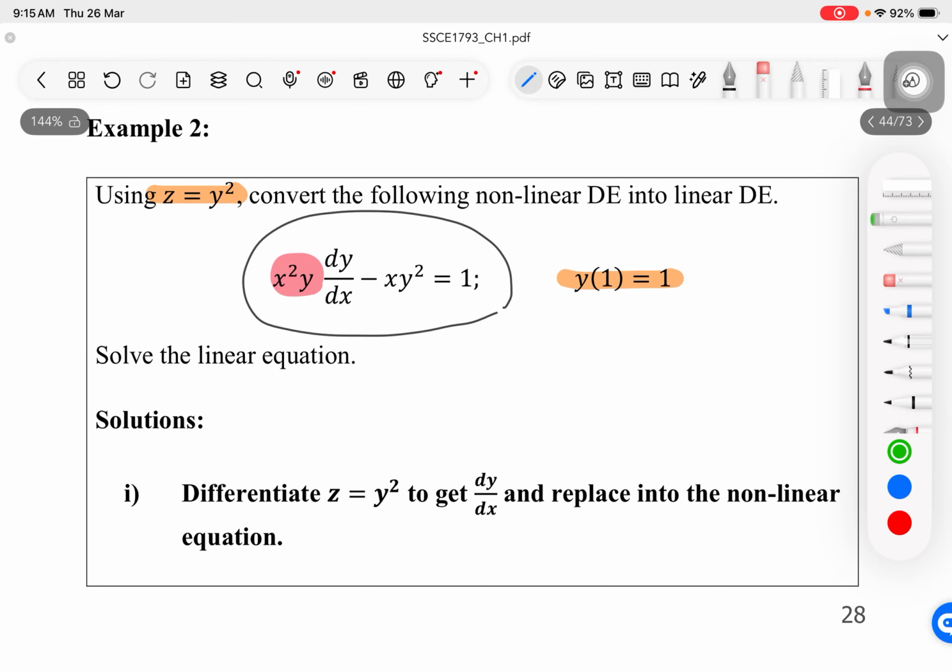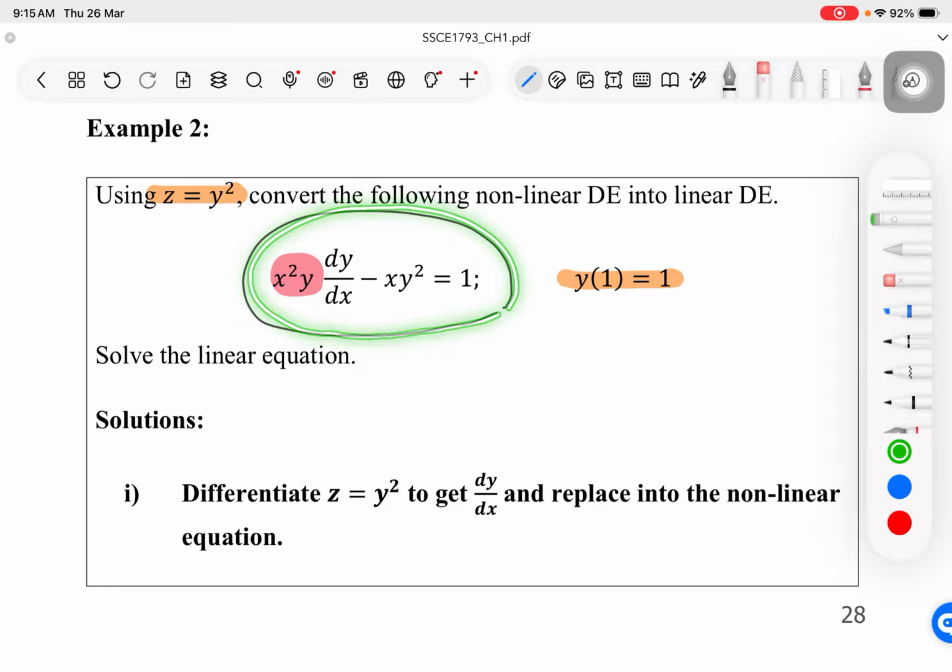Using z equals y squared. Don't worry here, the question will give you the substitution to use. In this example, they ask you to use z equals y squared to convert the following non-linear DE into a linear DE. Given here, this one is a non-linear DE.